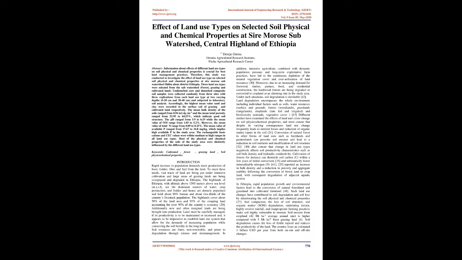In addition, intensive agriculture, combined with dynamic population pressure and long-term exploitative farm practices, have led to the continuous depletion of the natural vegetation cover and overutilization of land resources. Moreover, due to an increasing demand for firewood, timber, pasture, food, and residential construction, the hardwood forests are being degraded or converted to cropland at an alarming rate in the study area. Under such situations, soil degradation is inevitable.